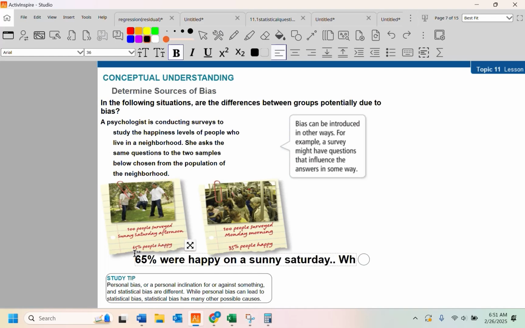Well, who would have thought, right? Who would have thunk? It was sunny. It was Saturday. Of course they were happy. Still 35% of the people were not. Those little emos were inside or something. I don't know. Then on Monday, she went on a subway. She surveyed 100 people on a subway, and only 35% were happy.